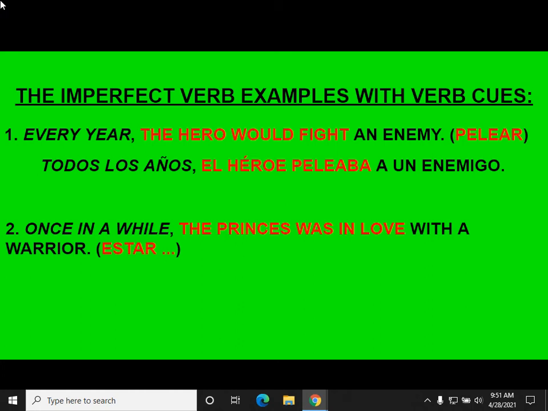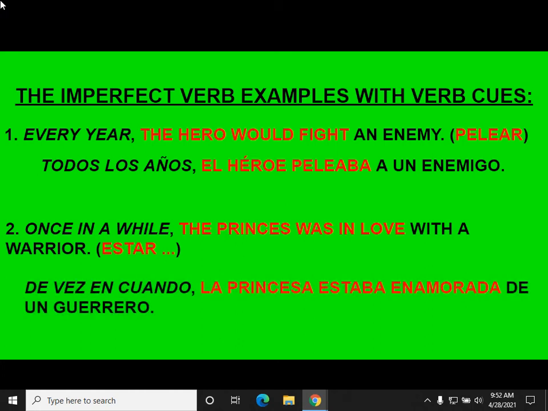The reason we have that extra A after peleaba is because un enemigo is a person. So we have a personal A. Okay, the phrase for once in a while. De vez en cuando, la princesa estaba enamorada con un guerrero. Once in a while, the princess would be in love with a warrior. So we conjugate estar by putting it estaba. So that's in the she form.